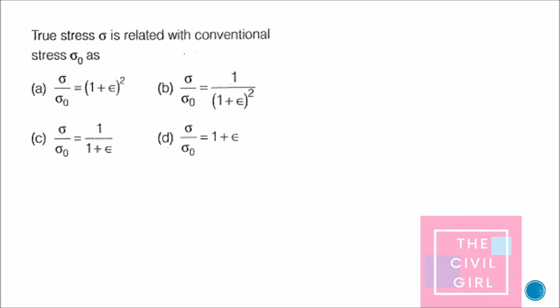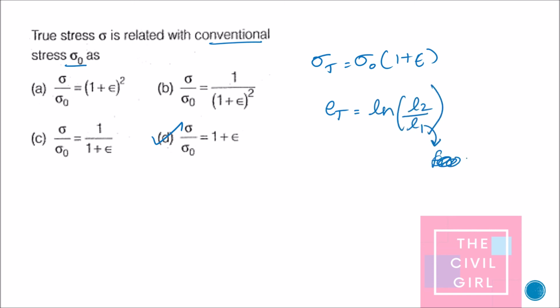Next question, true stress is related to conventional stress as what? So we saw in the first slide itself, true stress is equal to conventional stress into 1 plus E, the strain. So only this satisfies that. Therefore the answer is option D. If it had been true strain, then it is equal to ln of L2 by L1. L1 is the initial length.